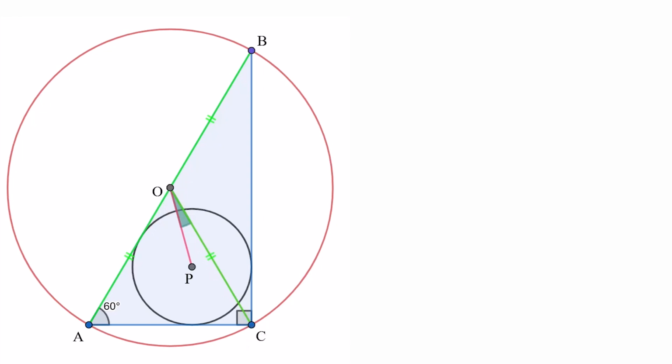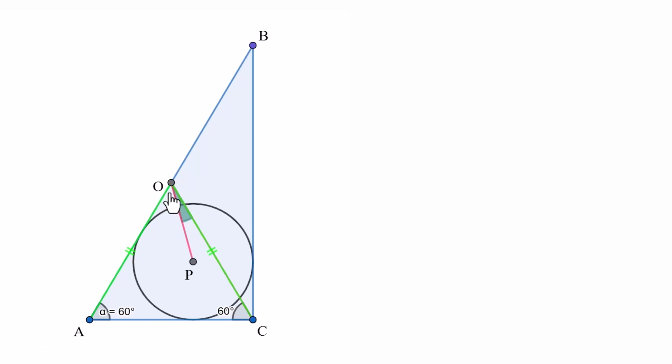Now let's consider triangle AOC. We can see that it is isosceles because AO equals OC. In an isosceles triangle, the base angles are equal, so angle OCA is also 60 degrees. Moreover, the third angle must also be 60 degrees, since the sum of the angles in a triangle is 180 degrees. If all three angles are equal, the triangle is not just isosceles, but equilateral. Therefore, AC equals AO, and also equals OC.